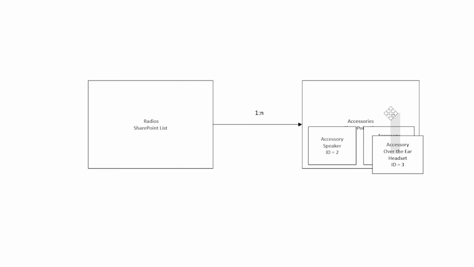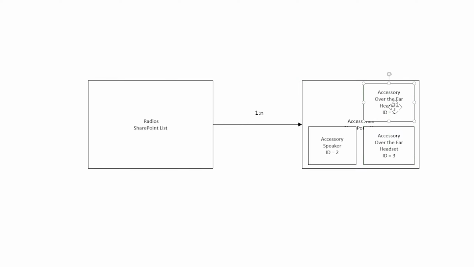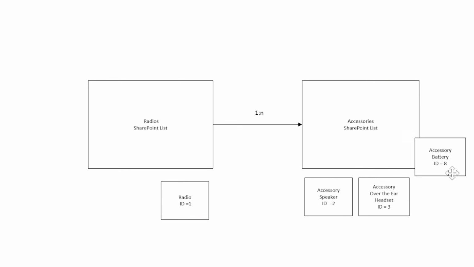And then you have another accessory, and it is a battery. A battery, and it has an ID of 8. And all 3 of these accessories are then related to your one radio. So your one radio, most likely, I'm just making this up, is a radio of ID equals 1, right? So you have one radio, and it has multiple accessories attached to it.